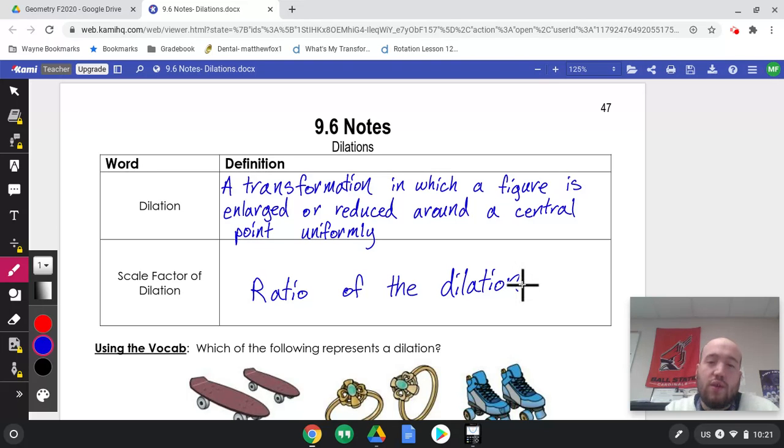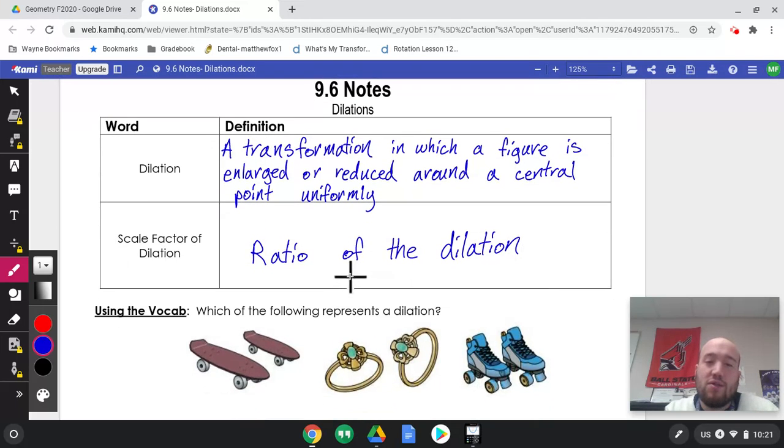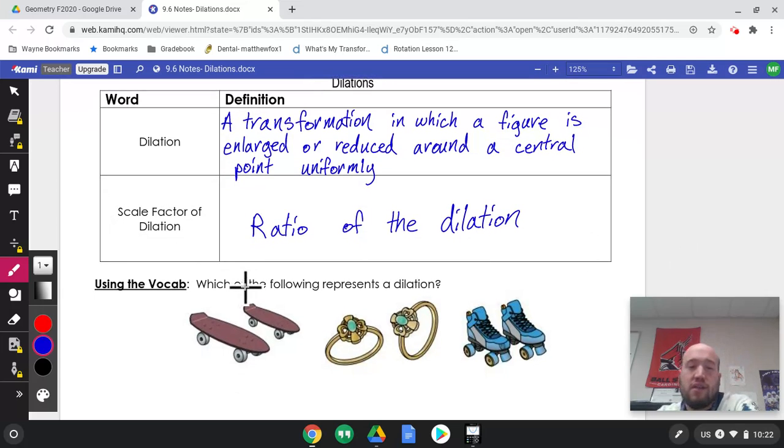And the way we find out what this ratio is compared to the original, this ratio of the dilation, is known as our scale factor. So make sure you get these 2 words down, scale factor and dilation. If you want, you can take a screenshot here or pause the video if you need to. While you're working on that, take a look at this.